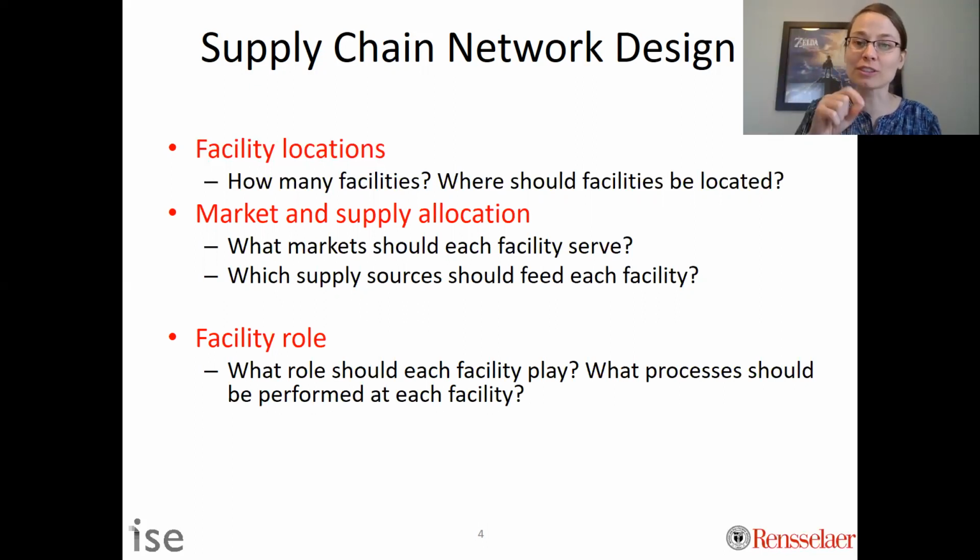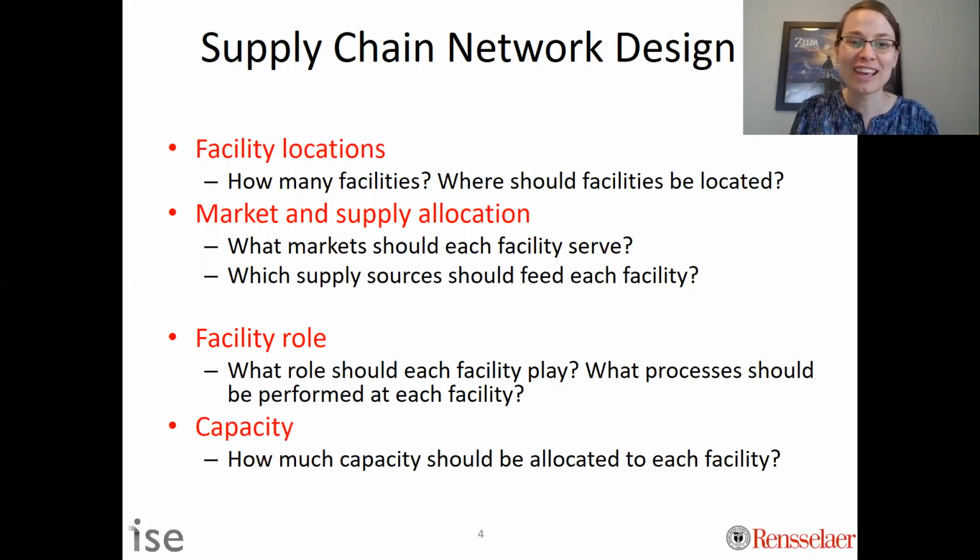Just because I have a facility in a certain location, should it be able to make every product you have, or should it be more specialized? What kind of processes should be performed at each facility? That's oftentimes also a supply chain network design question. And then capacity. How much capacity, how much ability to produce, should I have at each facility?